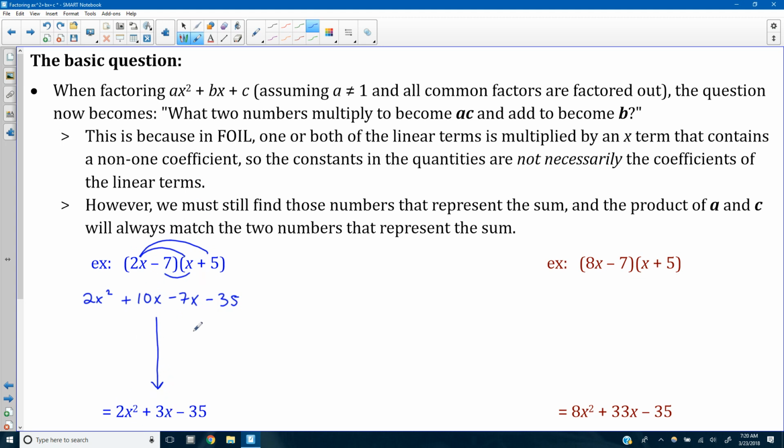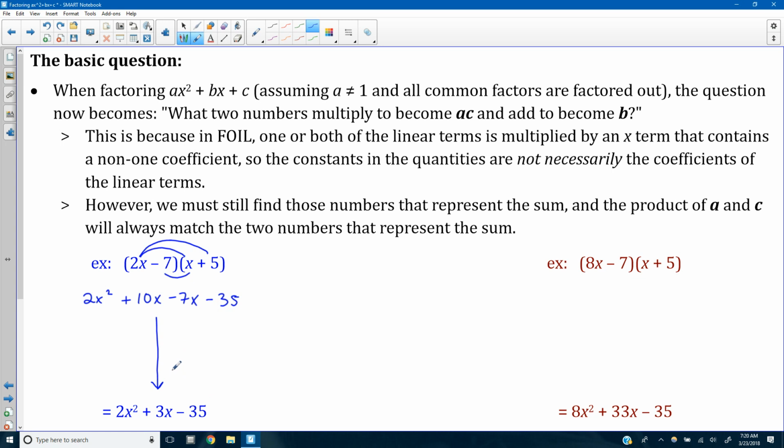So you can't ask anymore what two numbers multiply to c and add to b, because there are no two numbers that multiply to this and add to this. Negative 35, if I tried 7 minus 5, even, that would be 2x. It's very close, but it's still not the answer. That's not how we approach it.